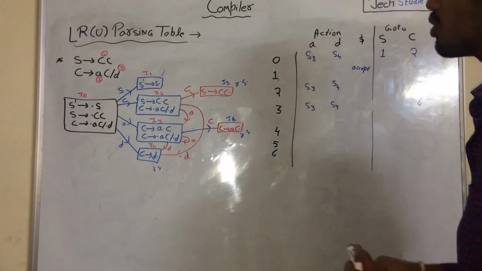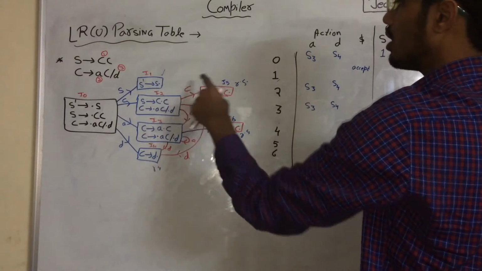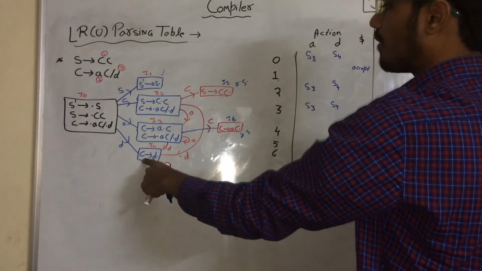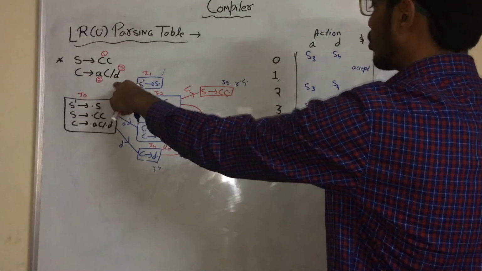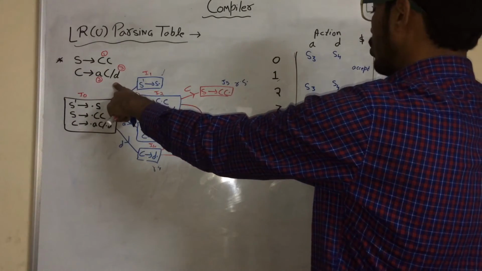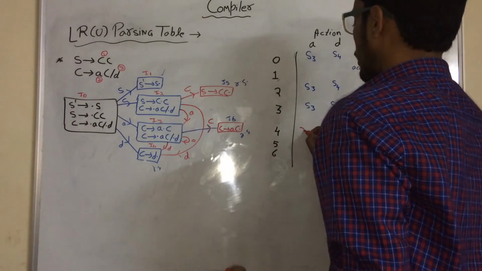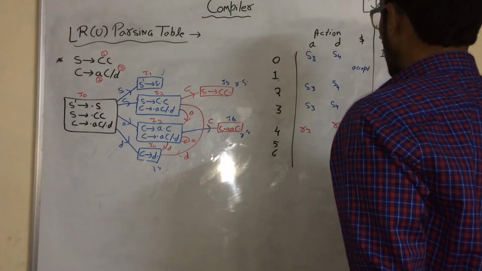So now, according to rule, what we have to do? We have to check, suppose like here I4. In I4, which production we get reduced? C to D, which is this third production. So we have to write R3 in all columns. R3 and here R3.